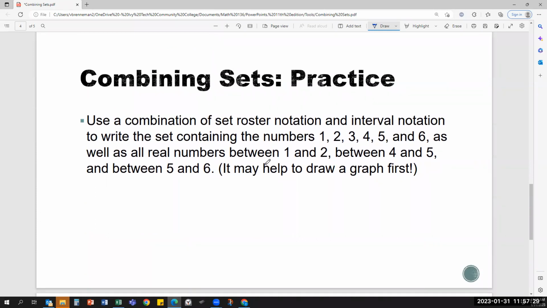So let's look at some other practice here. So here we have what sounds like a complicated set described here. It's a set containing the numbers 1, 2, 3, 4, 5, and 6. And it has all real numbers between 1 and 2, between 4 and 5, and between 5 and 6. Let's put that on a graph and see what's actually going on here. So we have 1, 2, 3, 4, 5, 6, and I'm just going to put a dot on each of those because those numbers are all included. And then we have everything between 1 and 2. So we have that interval, and then everything between 4 and 5, and everything between 5 and 6.